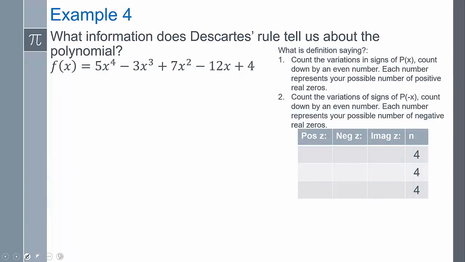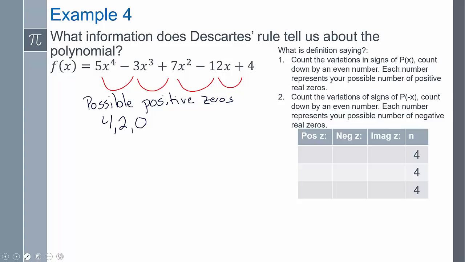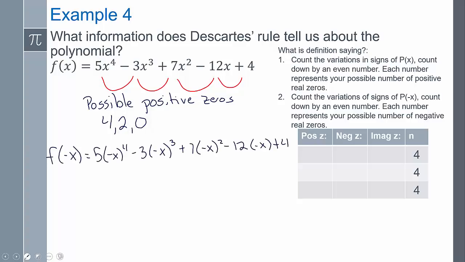So let's look at another one. So counting the variations in sign. So with my function, positive to negative, 1. Negative to positive, positive to negative, negative to positive. So that's 4. Now I'm going to count down by an even integer. So 4, 2, and 0. This is a scenario, this is a scenario, and this is a scenario. And now I have to associate that with the negative zeros.